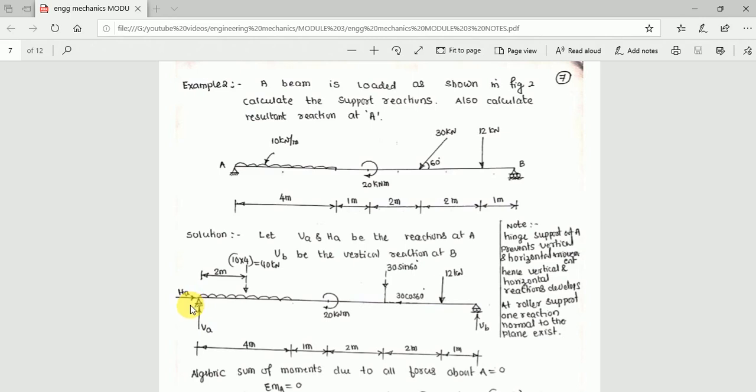How to find that one? In module 1 we learned how to find the resultant of two forces. In the same manner we find it here. See here, HA and VA, this is the resultant support reaction. So find the resultant: the square root of HA square plus VA square will give me the resultant. Substituting here, we have 27.8 kilonewton as the value of RA, that is the resultant. Now to find the angle made by this resultant, theta is equal to tan inverse of VA divided by HA, vertical force divided by horizontal force. So 23 divided by 15 will give me 57.35 degrees.